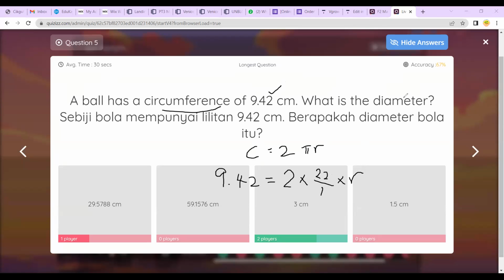Over here, because we want to find diameter and not radius, but we know that 2 radius is equivalent to diameter, we can cross this and substitute with diameter. So I put D at the back here. Now what you see, 9.42 equal to 22/7 times diameter. So when you want to find diameter, just key in calculator, 9.42 divided by 22/7. Straight away you will get 3 cm.